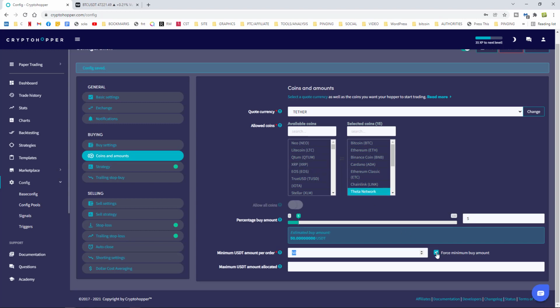But if you have this switched off, let's say in a month from now, your bot has made $200 in profit. So now you haven't got $1,000 anymore. You've got $1,200 in your total fund. Well, if you have this switched off, this amount here is going to grow, because 5% of $1,200 is going to be more than $50. All right? So this number will grow if you leave this switched off.